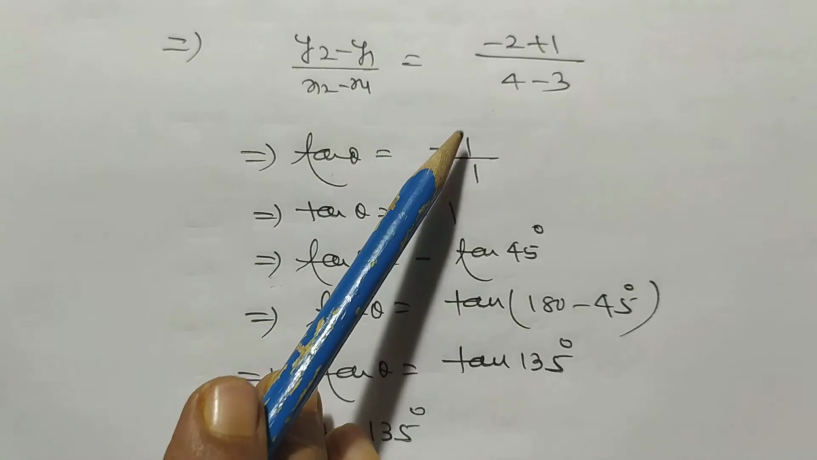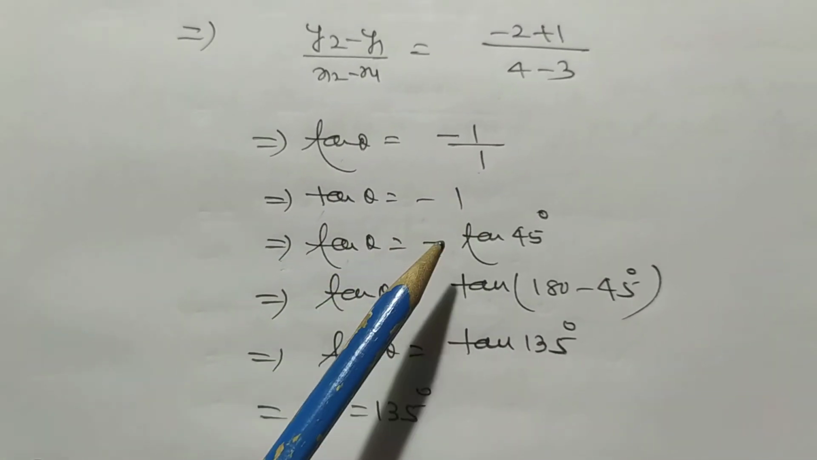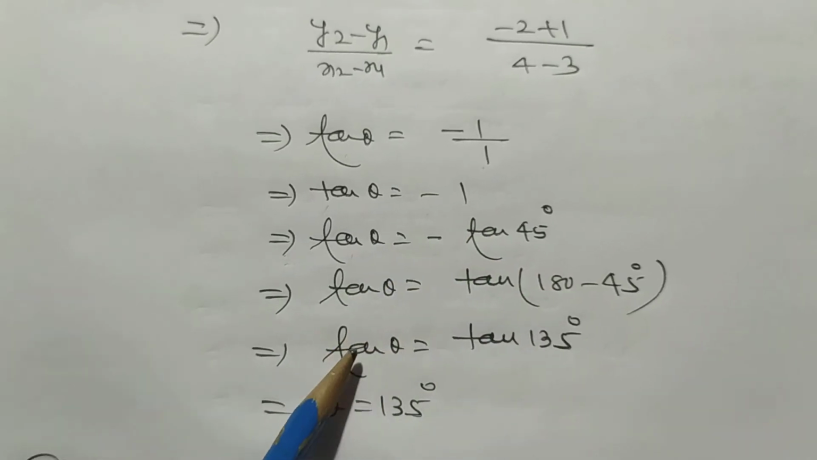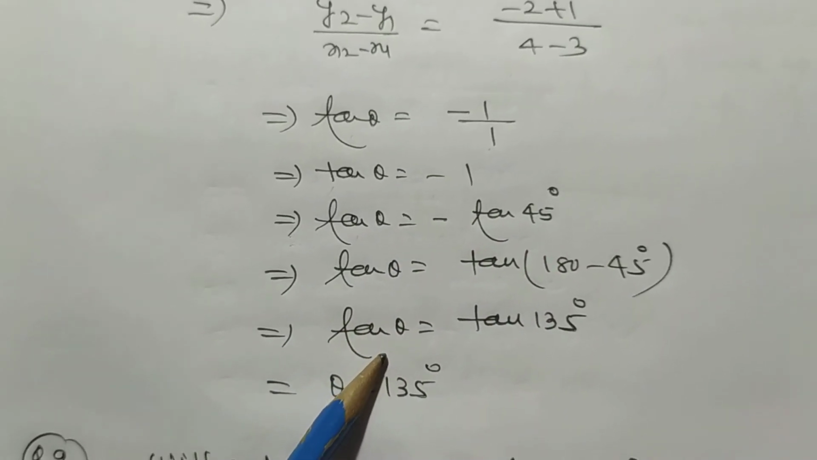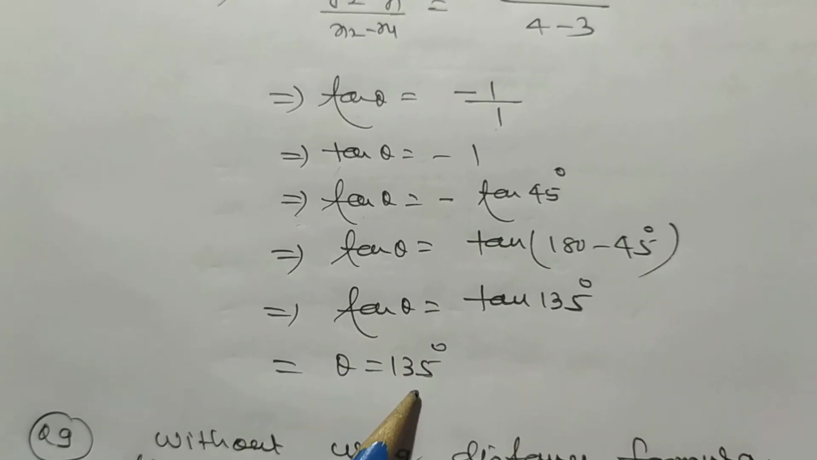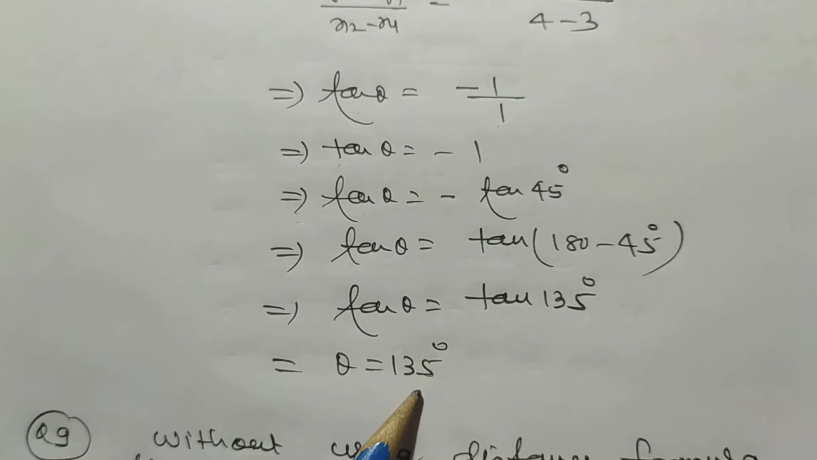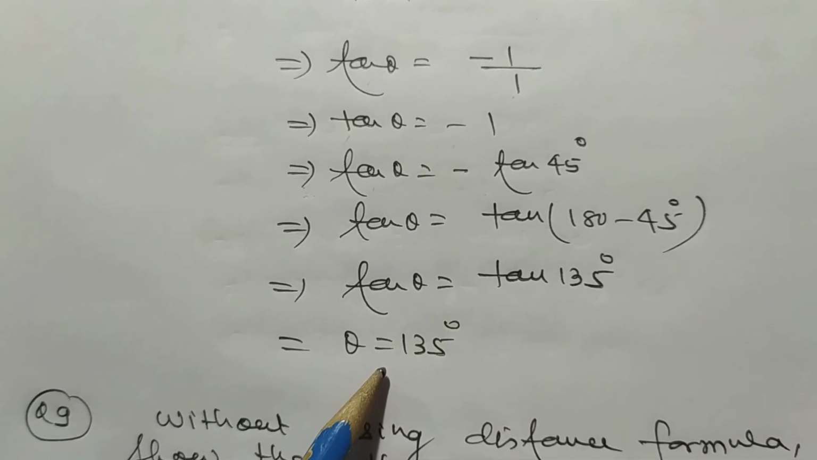So tan theta is equal to minus 1 by 1, tan theta is equal to minus 1. Tan 45 degrees is 1, so tan theta is equal to tan (180 minus 45). Of course, tan theta is equal to tan 135, and theta is equal to 135 degrees. So in this way, we can solve this problem.